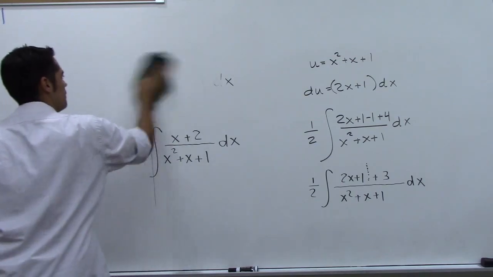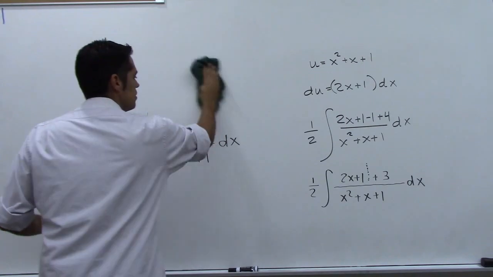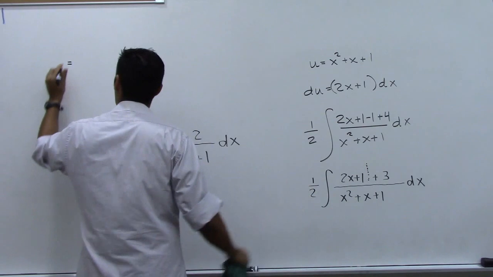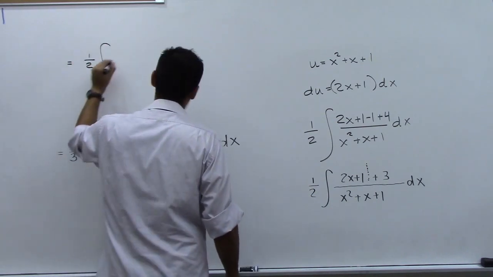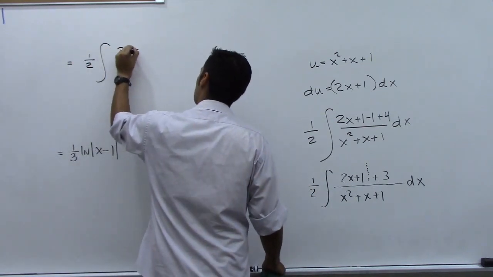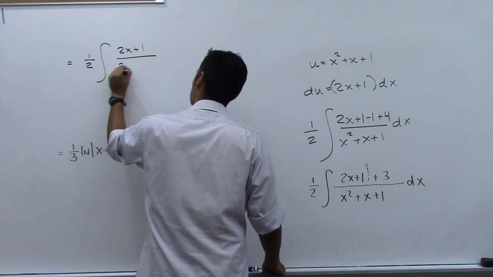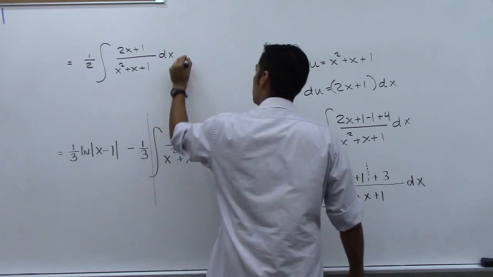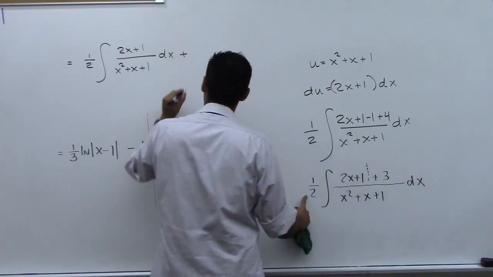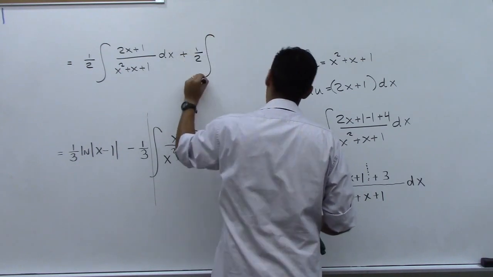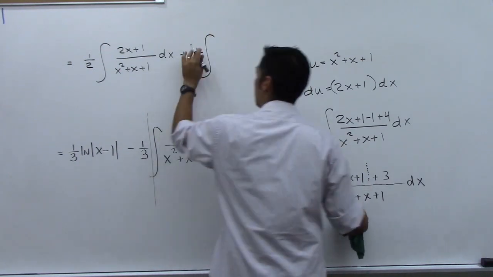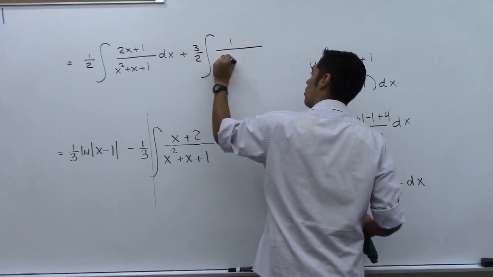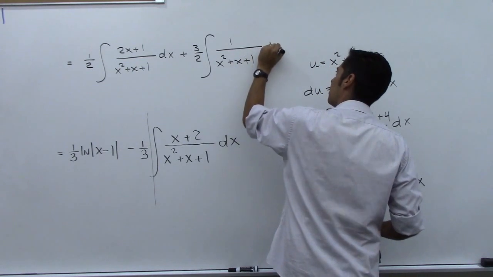So bear with me. Okay, so now this is equal to, and still I'm working with just this here. I have 1/2 integral of (2x plus 1) over (x squared plus x plus 1) dx. That's this over this. And then plus, I had the 1/2 still, 1/2 integral of 3 over this. Now I'm going to take the 3 and bring it out, which makes it a 3/2. Then 1 over (x squared plus x plus 1) dx.